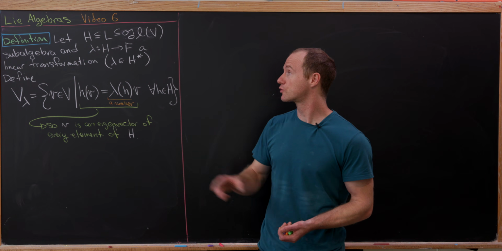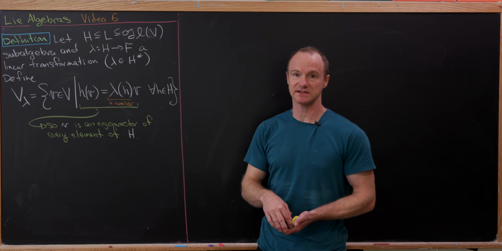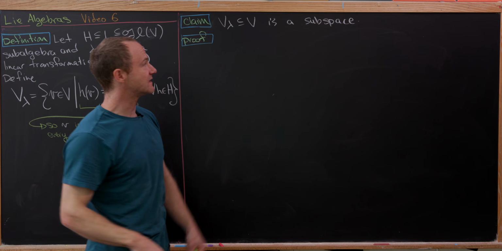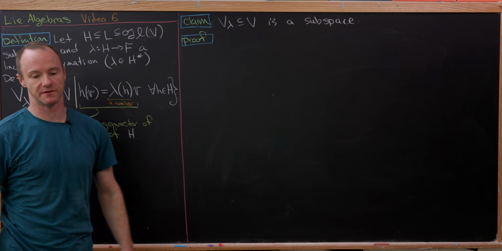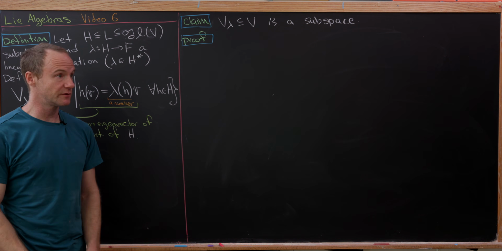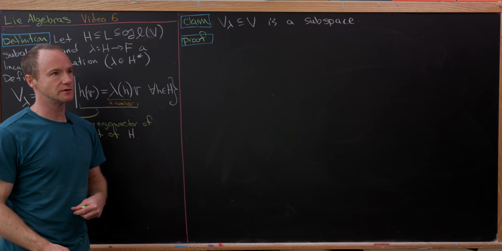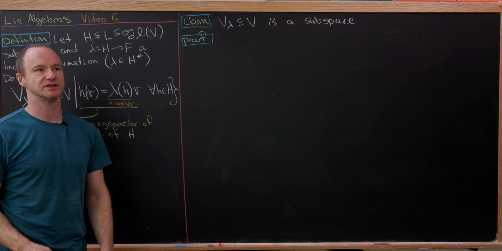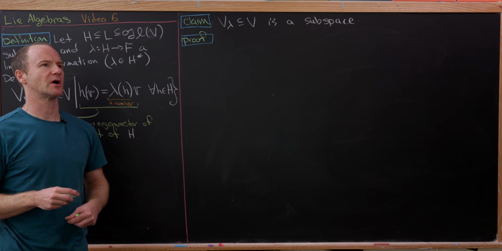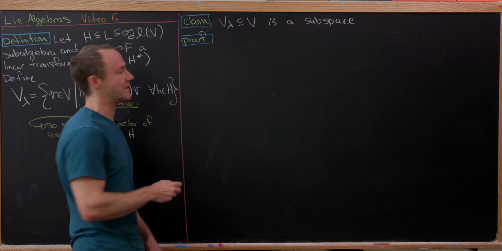Okay, so now let's prove a claim related to these spaces. And that claim is that V_lambda is a subspace of V. And we're going to prove this just using the definition of a subspace. So it should be closed under taking linear combinations. And then all of the other parts of being a subspace really follow from that.